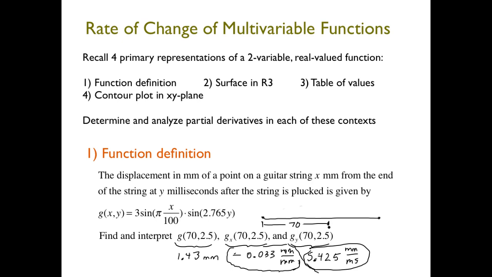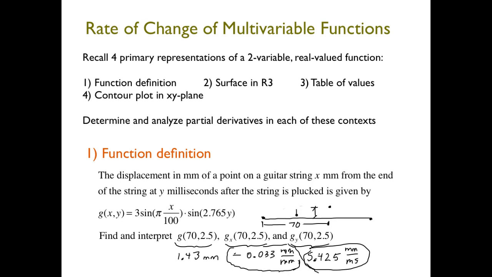What's the 2.5? No, the 2.5, what's the 2.5 about? Yeah, that's the time, right? So at 2.5 milliseconds after we pluck, 70 millimeters from the end of the string, what can we say? Yeah, so that point on the string is up, say up 1.43. It could be down, but it's up right now, at this moment. Okay, so that's 1.43.